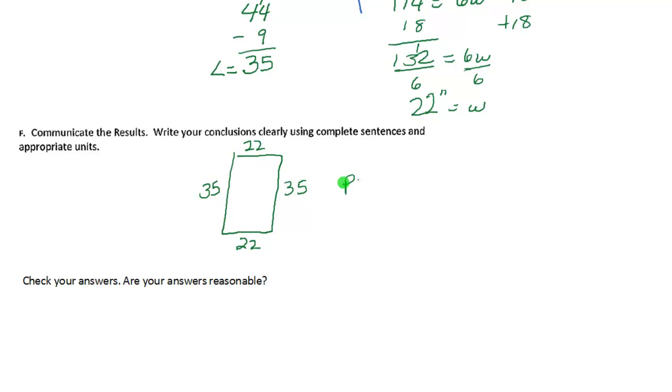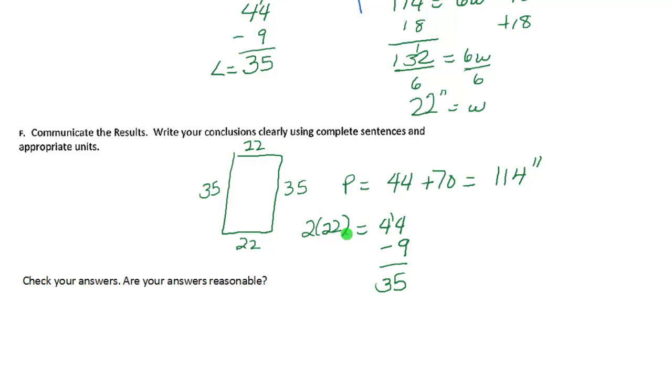So let's see what the perimeter would be. 2 times 22 is 44 plus 2 times 35 is 70. So that's definitely going to be 114 inches, which we got before. And twice the width, 2 times the width is 44. And 44 subtract 9 is our 35. So the length is twice the width minus 9, so that checks as well. Good.